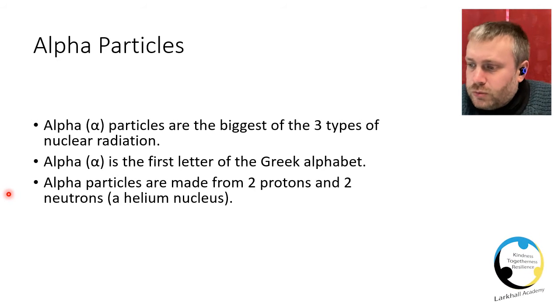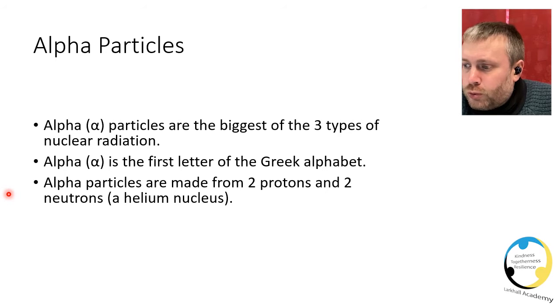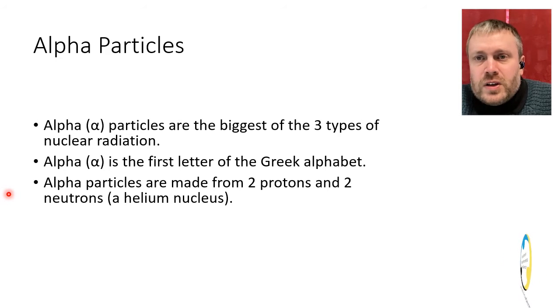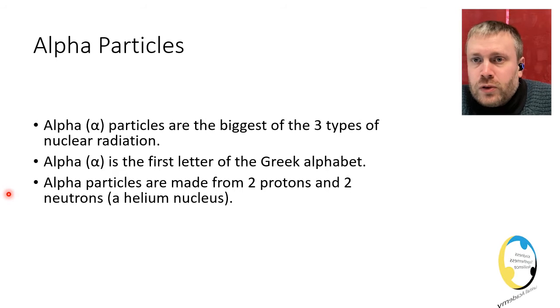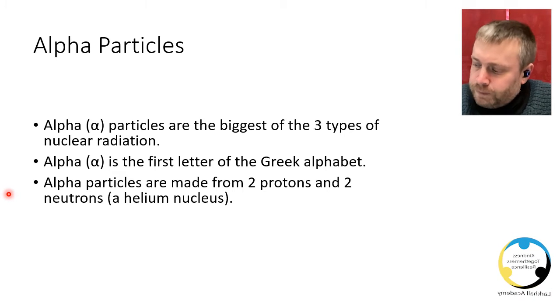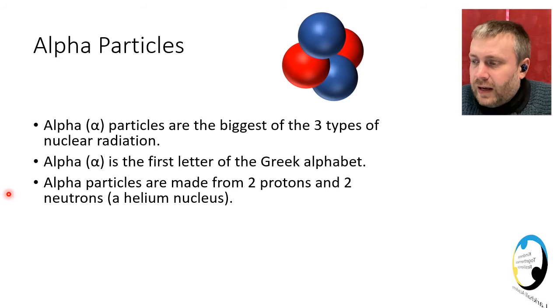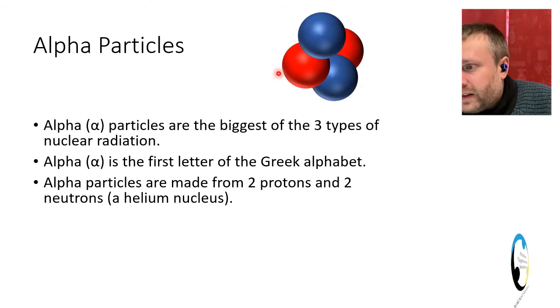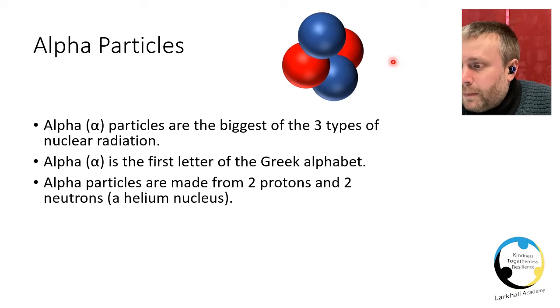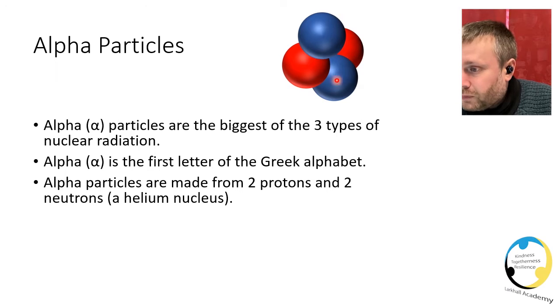Now alpha particles are made from two protons and two neutrons, which is the same as a helium nucleus for those of you that do chemistry. It looks a little bit like this one here. It's a little bit like the atom that we showed in the previous slide as well. So we have two protons and two neutrons here.